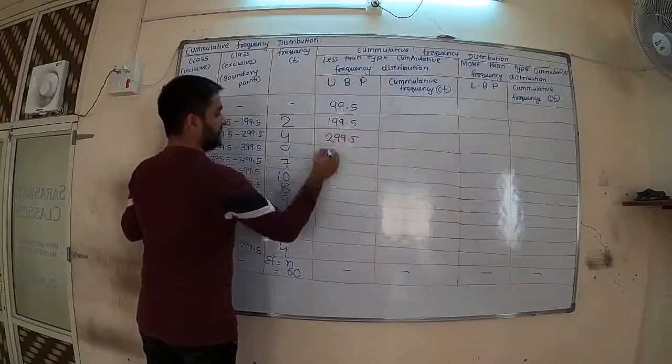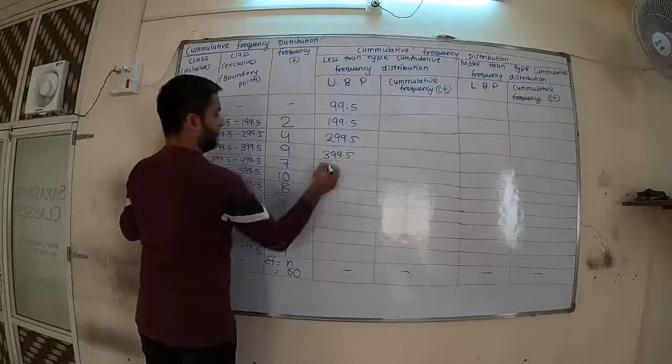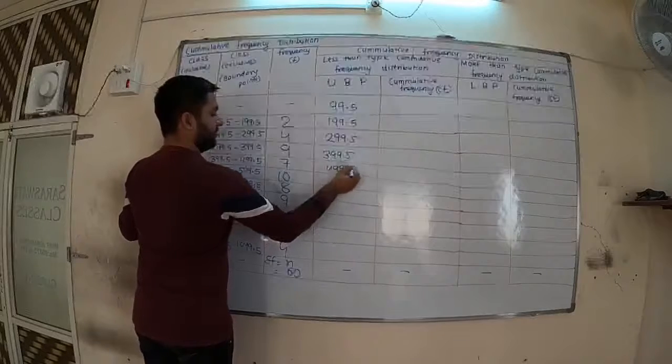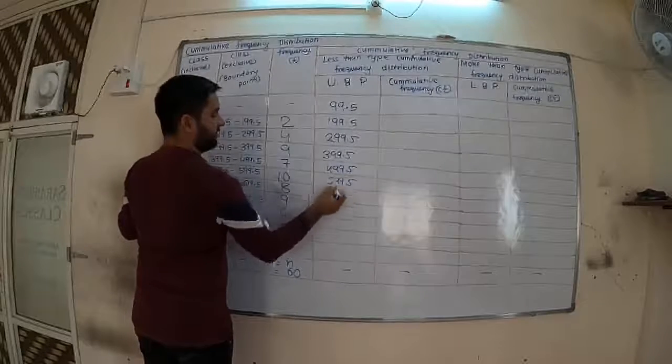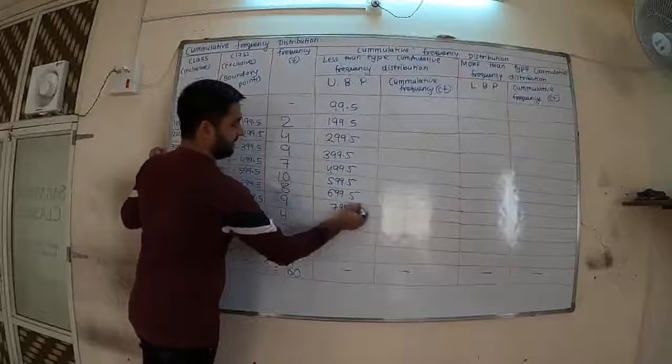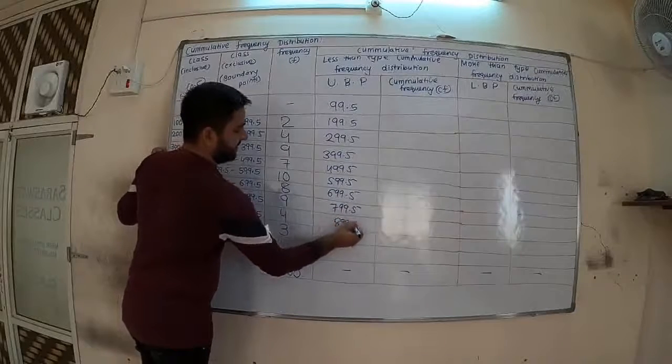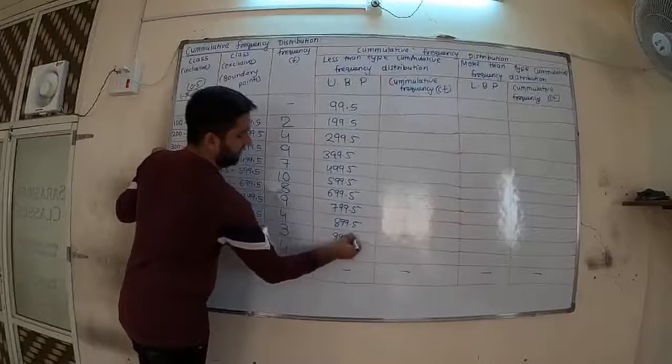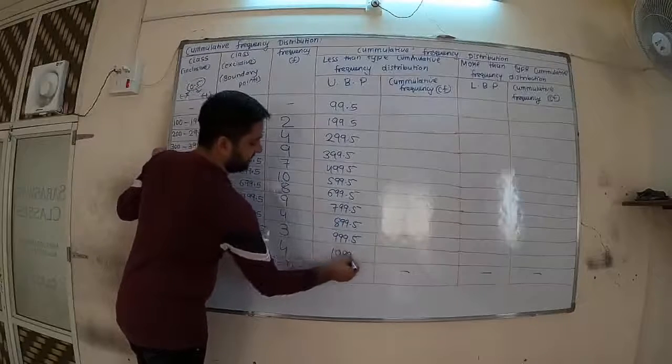Then 299.5, 399.5, 499.5, 599.5, 699.5, 799.5, 899.5, 999.5 and 1099.5.